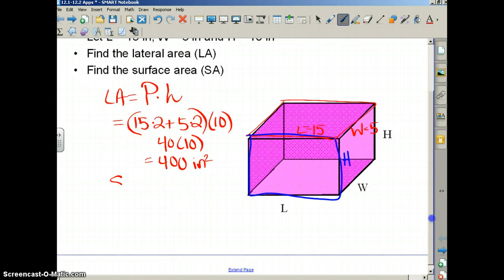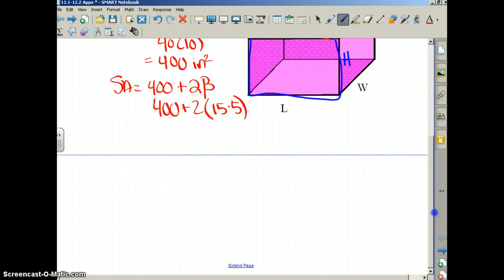To find the total surface area, we take the lateral area and add twice the area of the bases. So we're taking 400 and adding twice 15 times 5. So that's 400 plus 150. So we have a total surface area of 550 square inches.